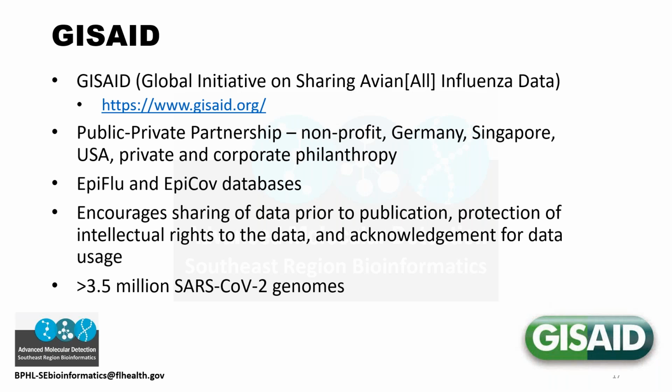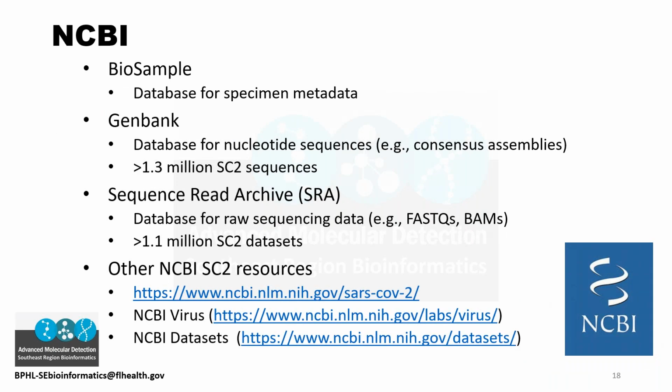Currently, there are over 3.5 million SARS-CoV-2 genomes in GISAID. It is the largest repository of SARS-CoV-2 data in the world. It has more than NCBI. And I'll go over in a little bit why it's beneficial to submit to both and what the differences are. Most of y'all are familiar with NCBI, so I'm not going to go into all the details and all the different databases, information, and tools that are in NCBI.